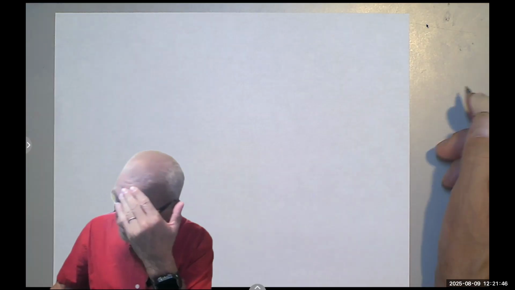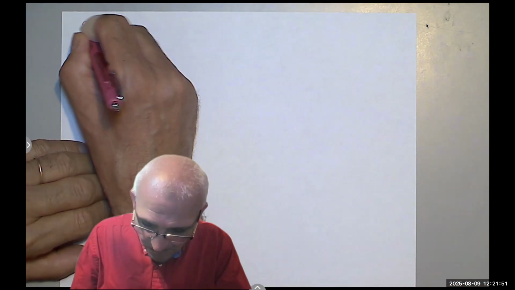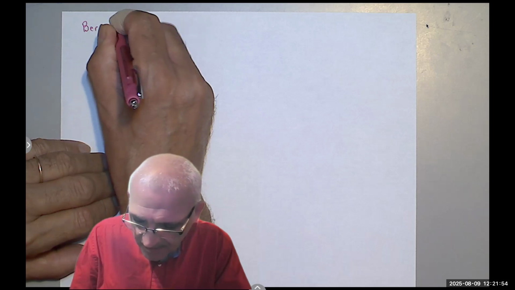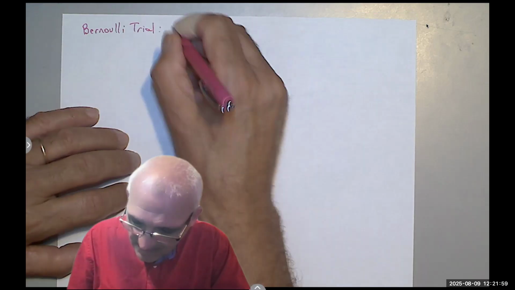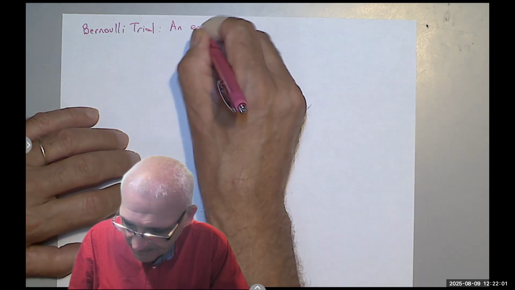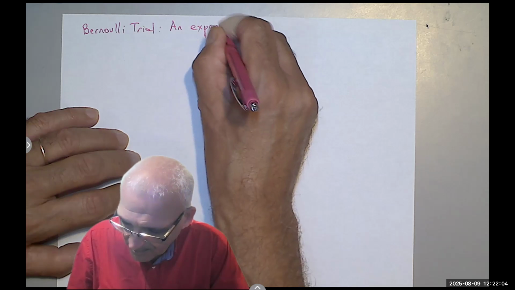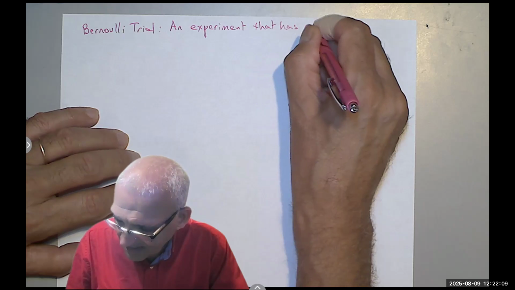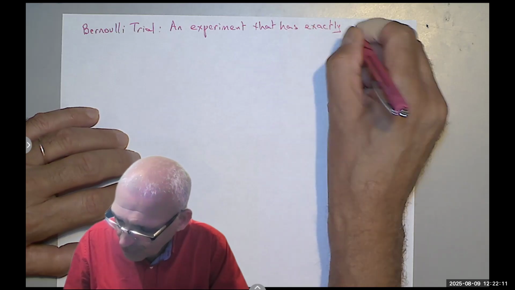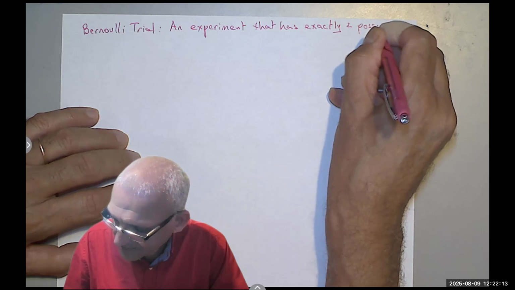At the basis, or the mother, of a huge area of discrete probabilities is called the Bernoulli trial. So, what is a Bernoulli trial? The Bernoulli trial is an experiment that has exactly two possible outcomes.